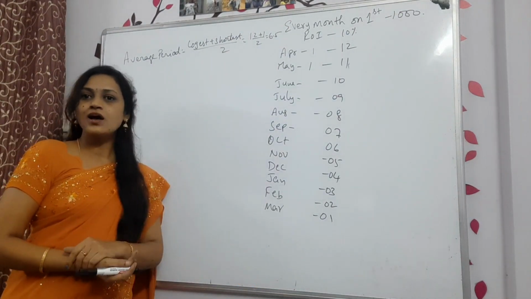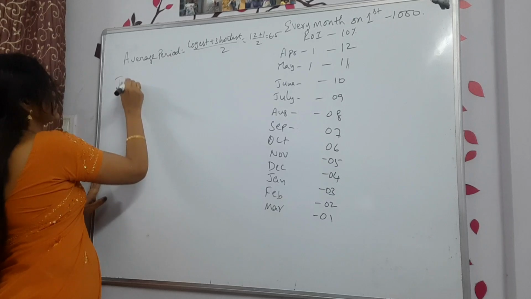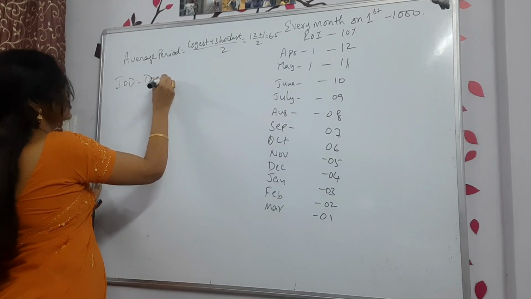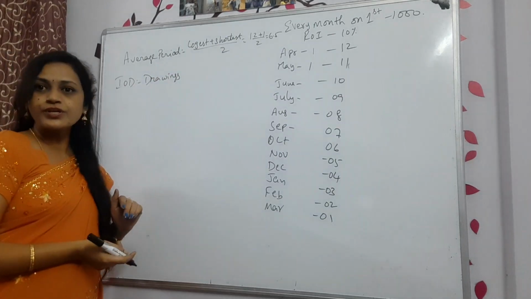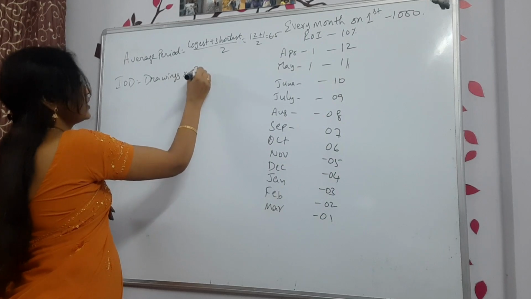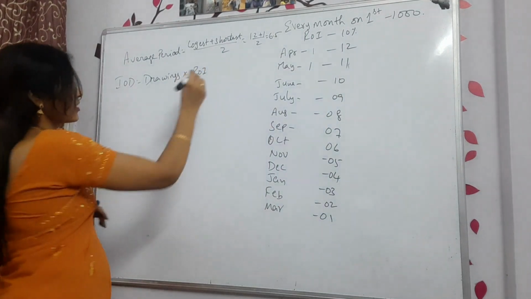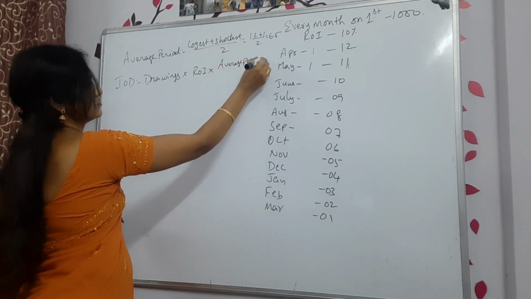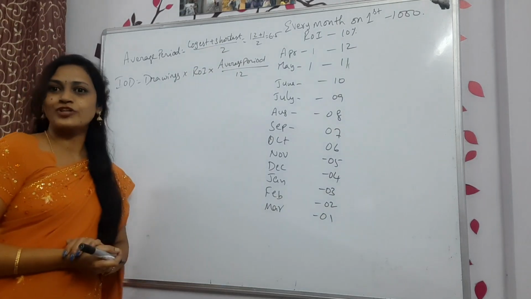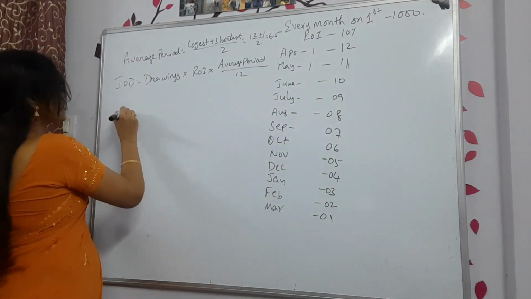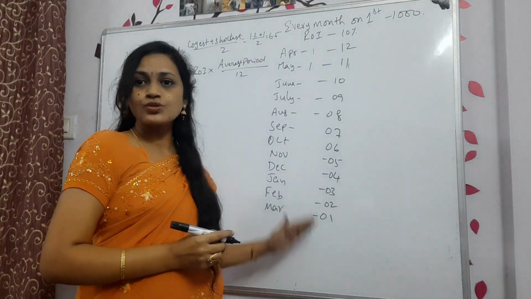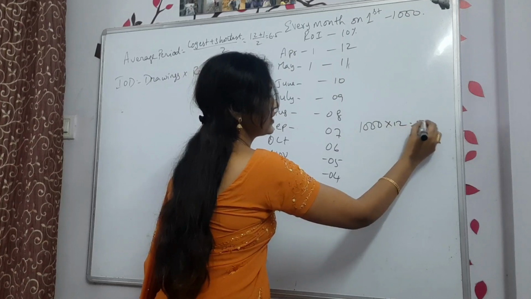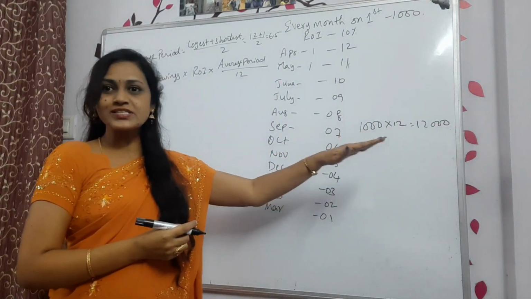Now let's see the formula. Interest on drawings is equal to total drawings amount into rate of interest into average period divided by 12. Now what are the drawings? Total 12 months we have withdrawn, so 1000 into 12. How much will you get? 12,000. So total drawings are 12,000.